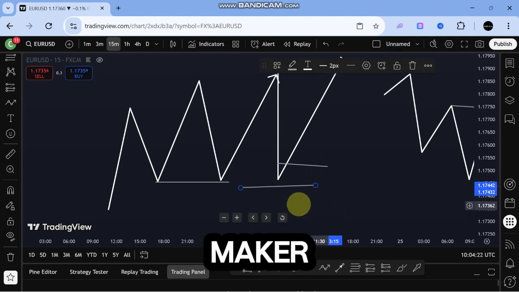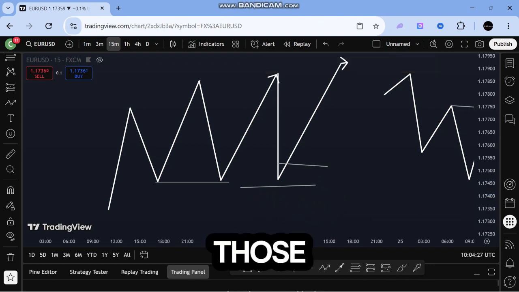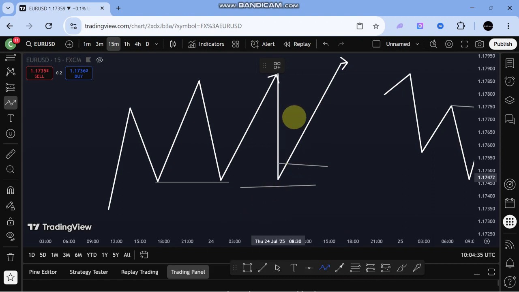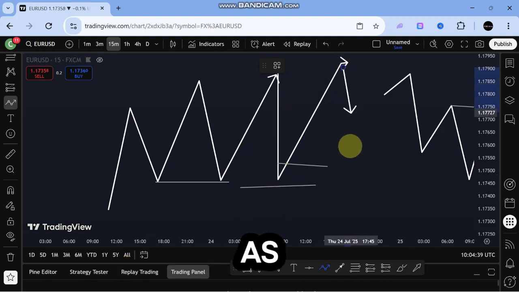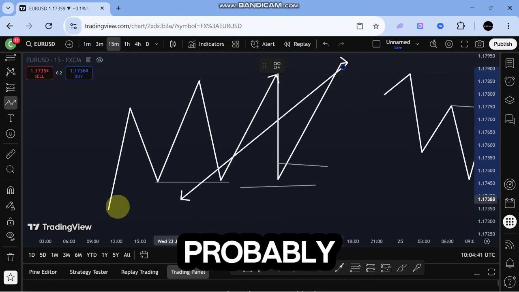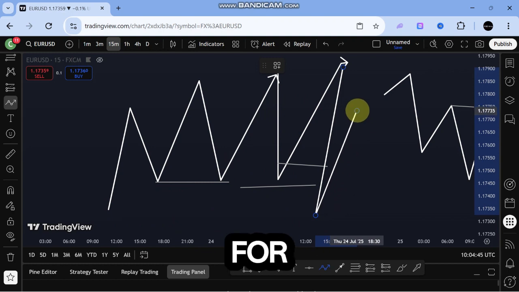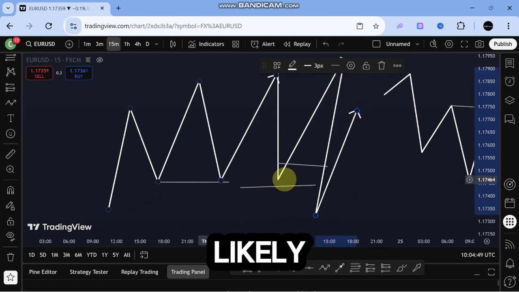So for market makers, such as smart money traders, those big financial institutions that have a lot of money to manipulate the market, what they will do is simply manipulate this market. Instead of price coming to this place and going up, price will come down, clear them off, and probably enter at this particular place where price goes upward. So as you can see, those people who do support and resistance will most likely lose their money at this particular place.